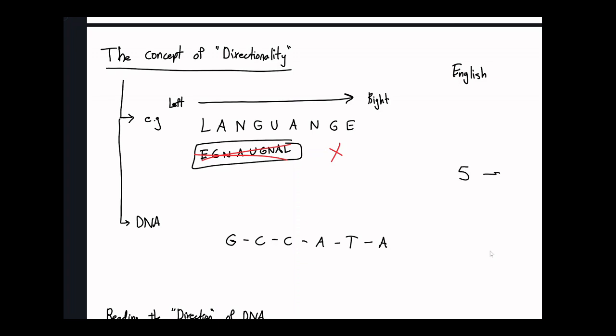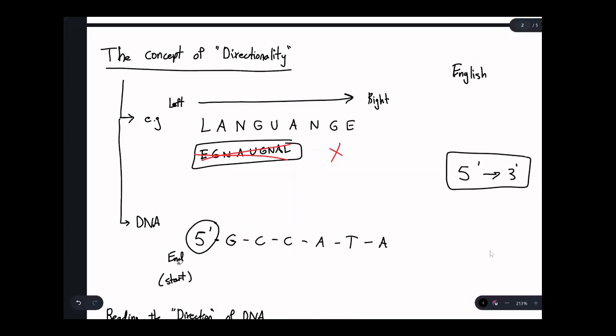We say there is a 5 to 3 directionality of DNA. What that means is that on the left side, for English speakers, we have the 5' end. That's the start, I should say, right? The end of the DNA is on this side, but it's the start part. And at the end, on the right side, we say this is the 3' end. This is the end.